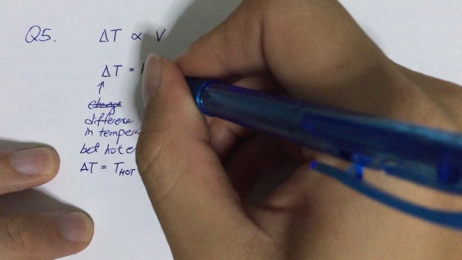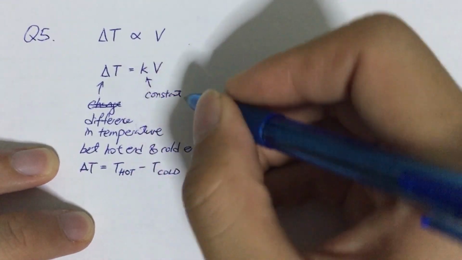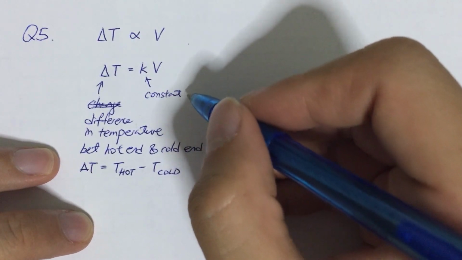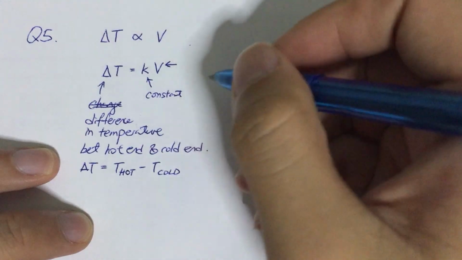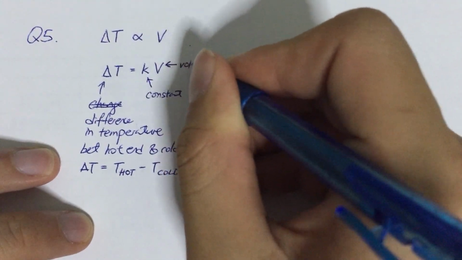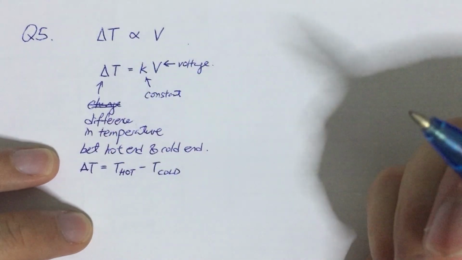Now this K is simply a constant. We will elaborate on how to find this constant in the next part of the explanation. This V, I think, is self-explanatory. It means the voltage generated because of this difference in temperature.